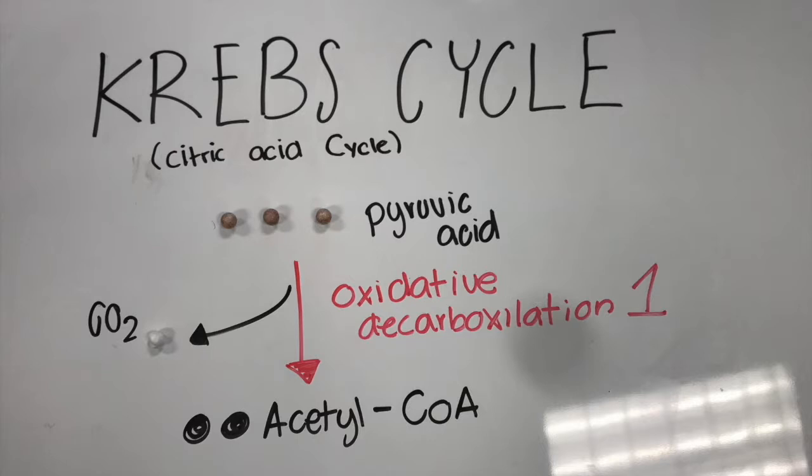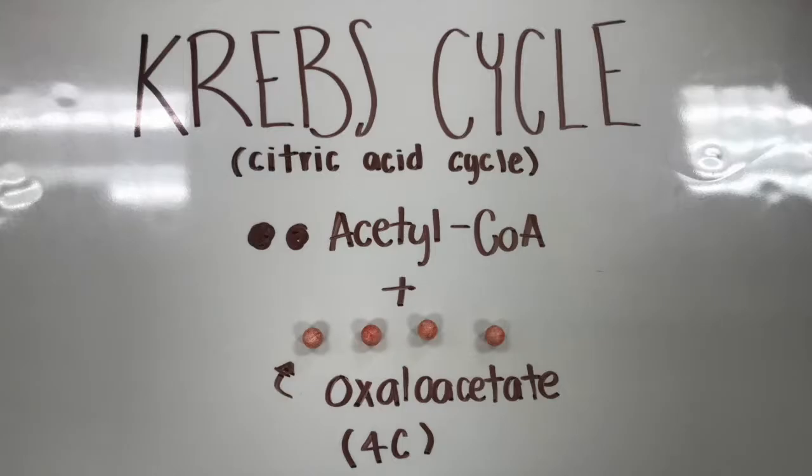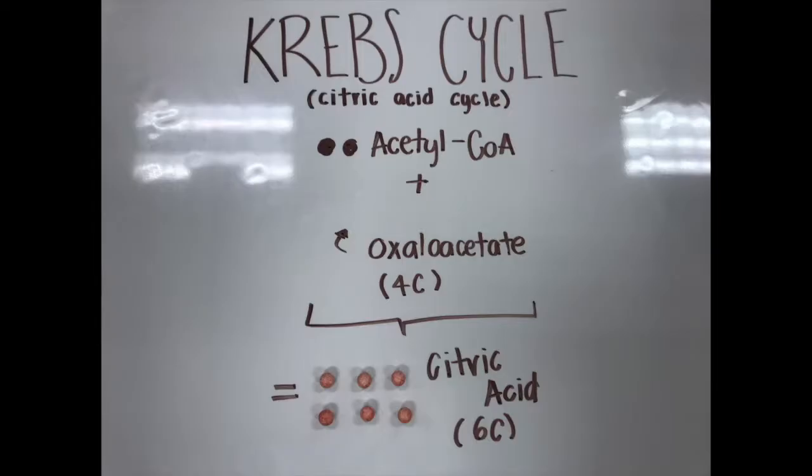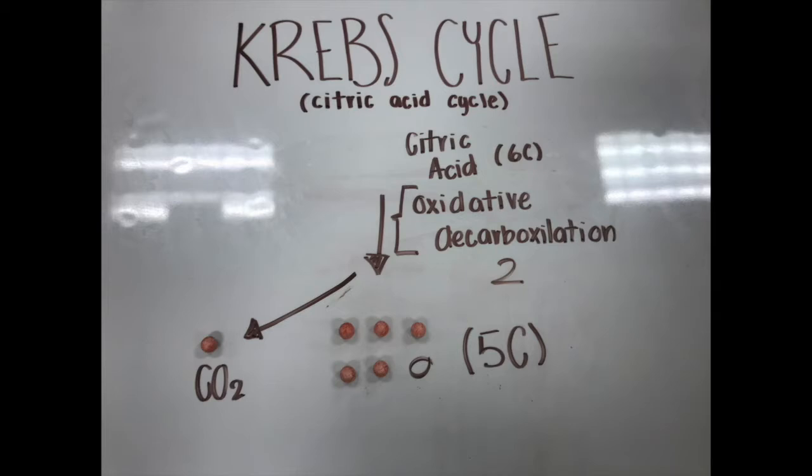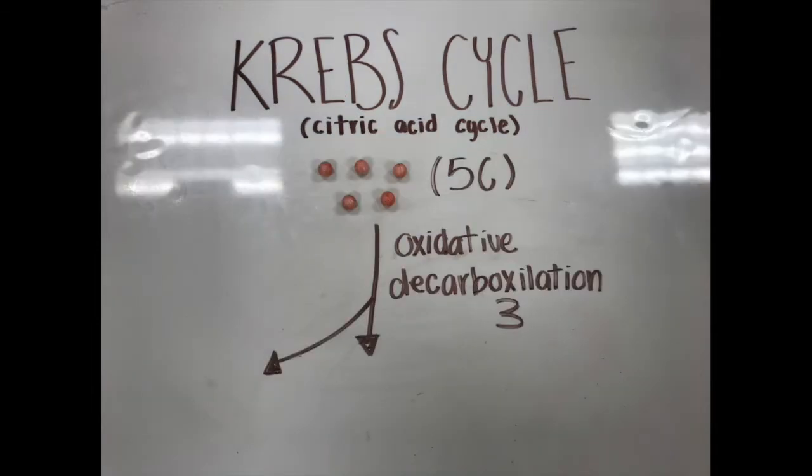Now this merges with oxaloacetic acid, which has a total of 4 carbons in the molecule. They merge together to form a new molecule called citric acid, which contains 6 carbons. And then this citric acid is once again oxidized to lose 1 carbon, and like you can see in this picture, it now contains 5 carbons, and carbon dioxide is produced. And then once again it happens in this third process of oxidative decarboxylation.